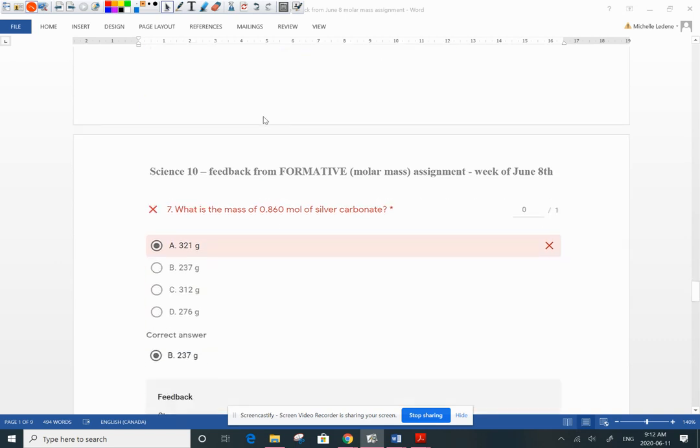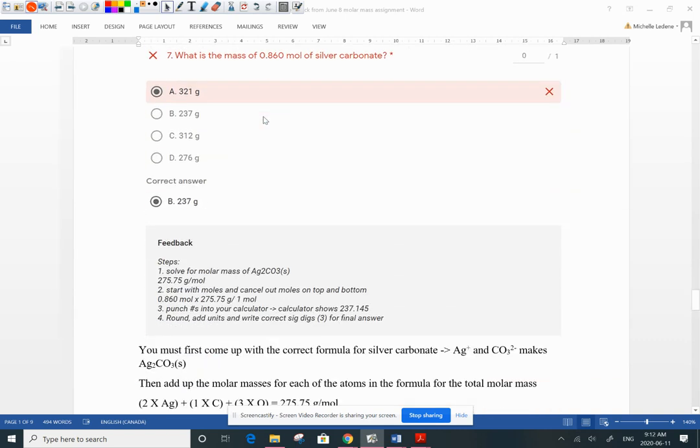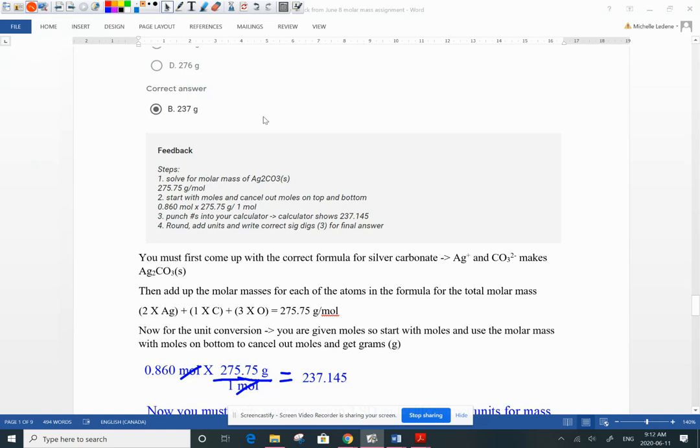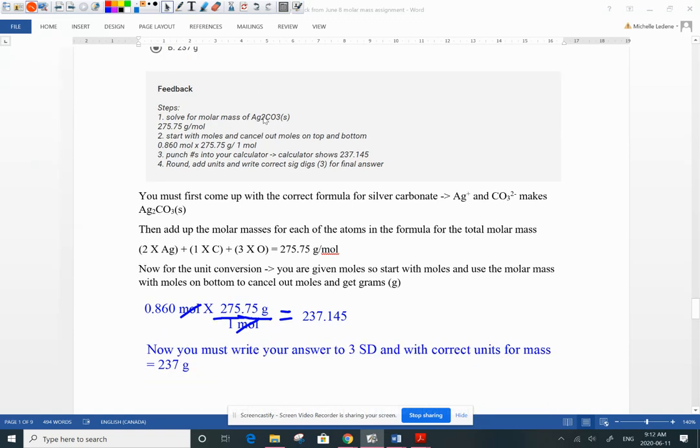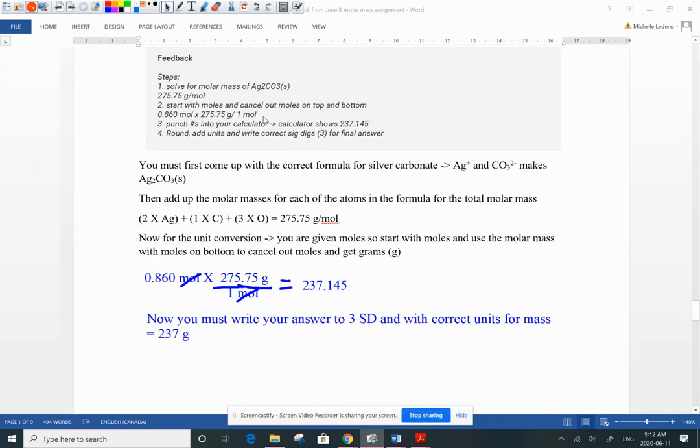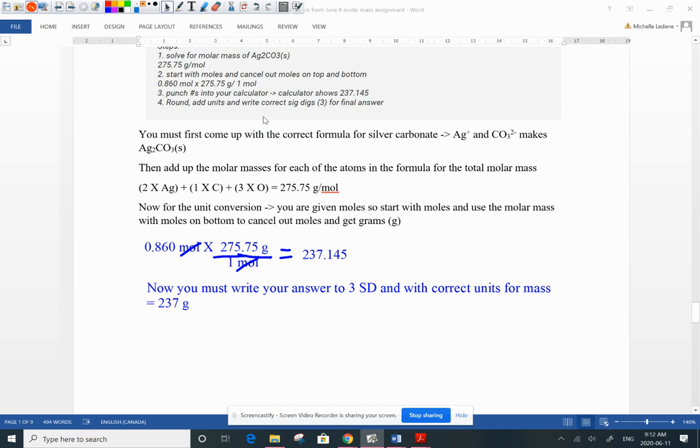Okay, so here's another example. Given moles, find mass. Again, make sure you have your correct formula, Ag2CO3. Get your correct molar mass, and then your unit conversion. This one's easy because we just use grams per mole as is. And then our sig digs: we look at our number of moles, and the leading zeros don't count. There's 1, 2, 3 sig digs, so your final answer will be 3 sig digs, and units for mass are grams.